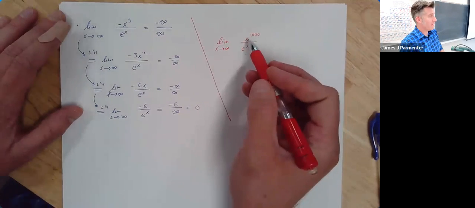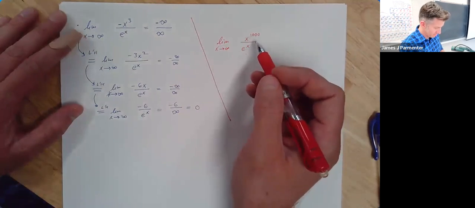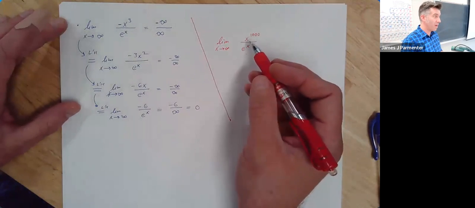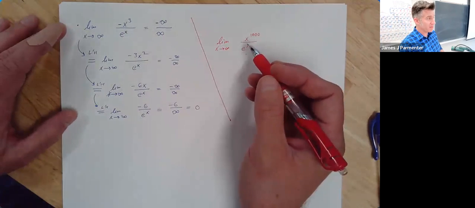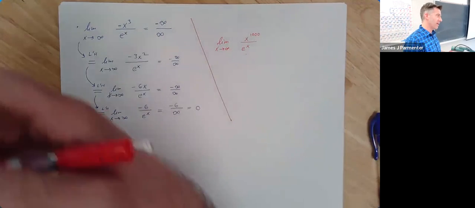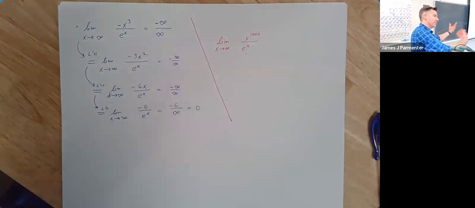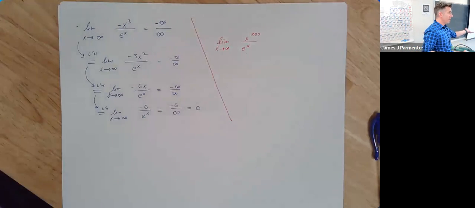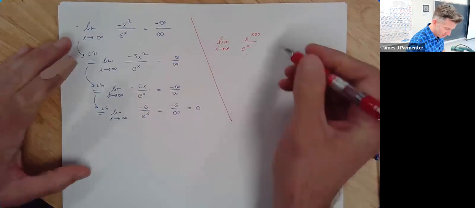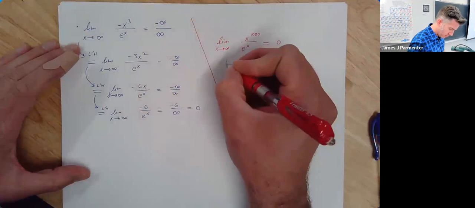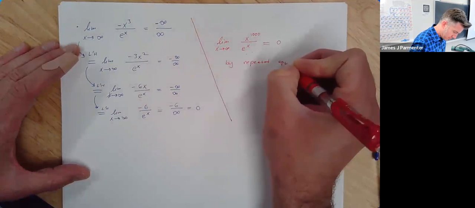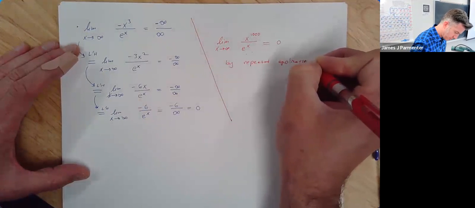But on top, if you do L'Hopital's rule enough times, probably like 1,000 times, you'll eventually get to a place where the top is just a constant. And even though it's going to be a really, really big constant, like 1,000 factorial, which is 1,000 times 999 times 998, and so on, it's still just a constant. And a constant is always going to get overpowered by something that is getting infinitely large. This limit would also be 0 by repeated application of L'Hopital's rule.